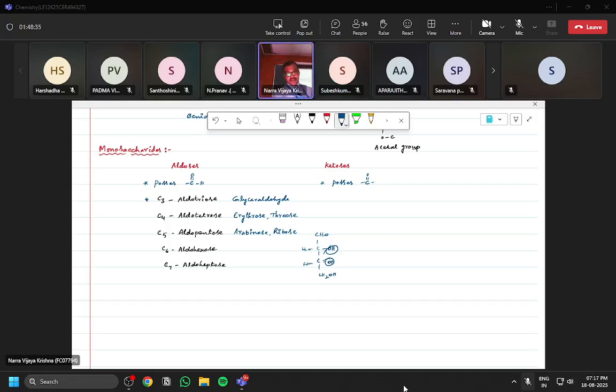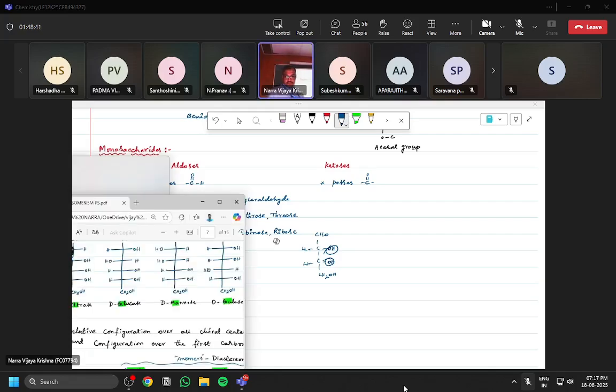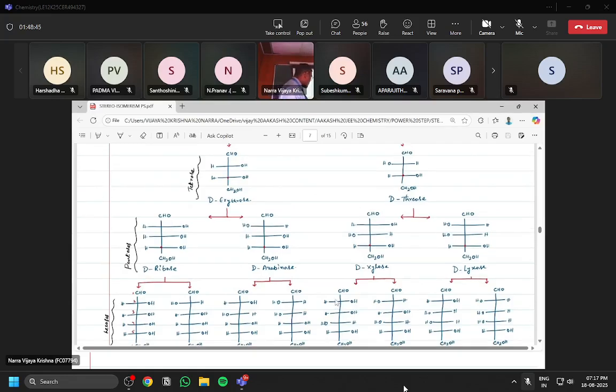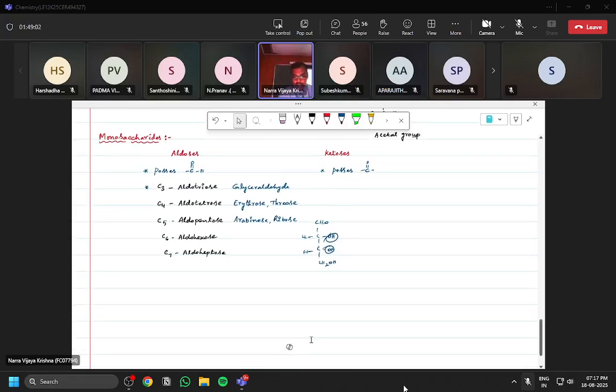Stereochemistry. Ribose, arabinose, xylose, lyxose. Correct or not? All have 1, 2, 3, 4, 5 carbons. So all these are pentoses having an aldehyde group. That's why we call them aldopentoses. So arabinose, ribose, and so on.